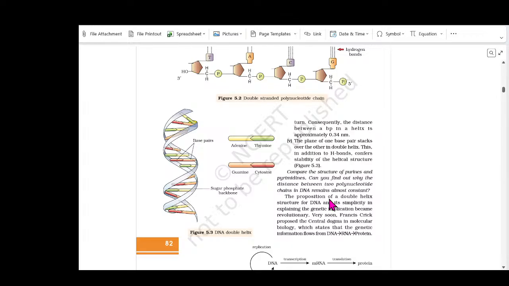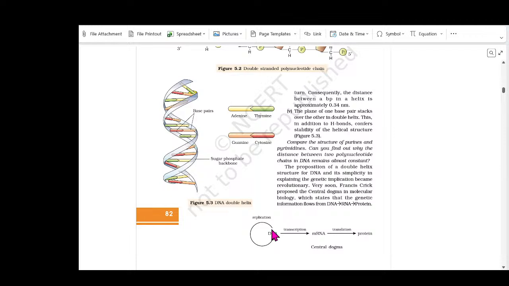The proposition of a double helix structure of DNA and its simplicity in explaining the genetic implications became revolutionary. Very soon, Francis Crick proposed the central dogma in molecular biology, which states that the genetic information flows from DNA to RNA to protein. DNA is self-replicated. From DNA, RNA is formed, which is known as transcription. From RNA, proteins are formed, which is known as translation. This is known as the central dogma of biology.